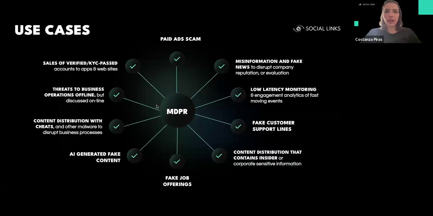Okay, so what are the main use cases for this type of product? We have some here, like paid advertising scams, misinformation, and fake news. Also fake customer support lines, fake job offerings, and so on. All of those cases are dedicated to protecting brands, people, and assets, like apps, from digital threats and digital risks, including the ones that are AI generated, as I have said. It can also detect online conversations from messenger platforms with the aim to disrupt offline business operations.